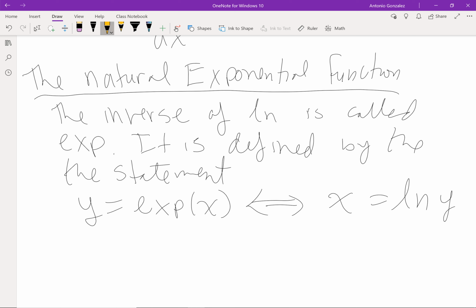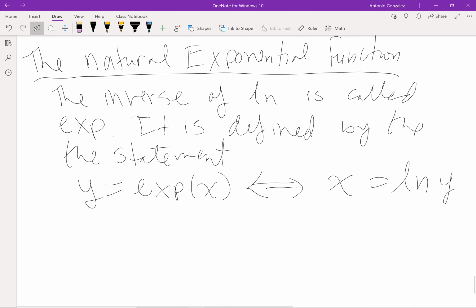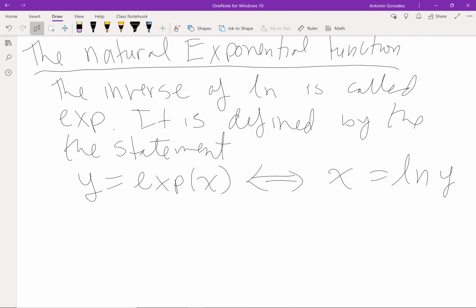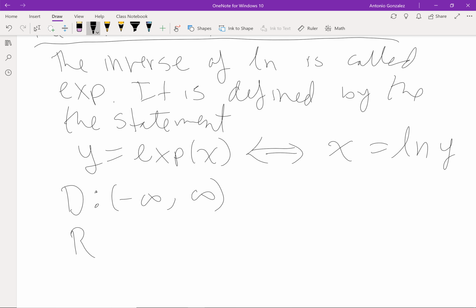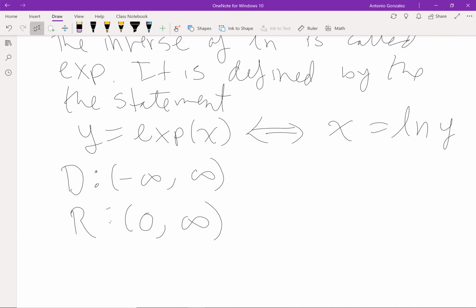Now, we already know a lot of things about this natural exponential function, and all this comes from our properties of inverse functions. The domain is going to be the range of the natural log, which is negative infinity to infinity. The range is the domain of the natural log, which is 0 to infinity.